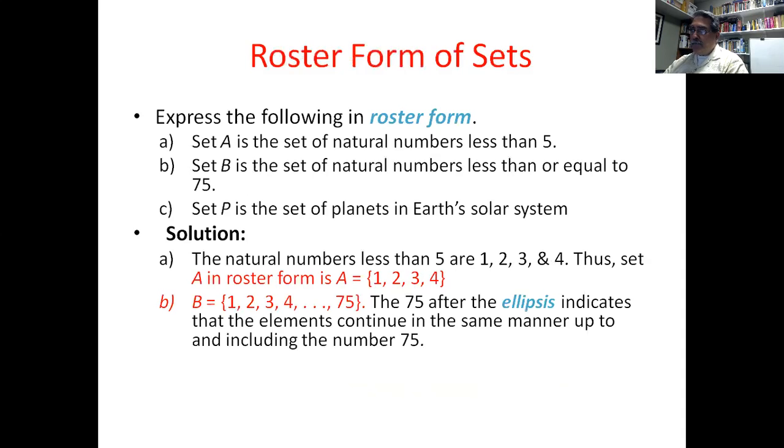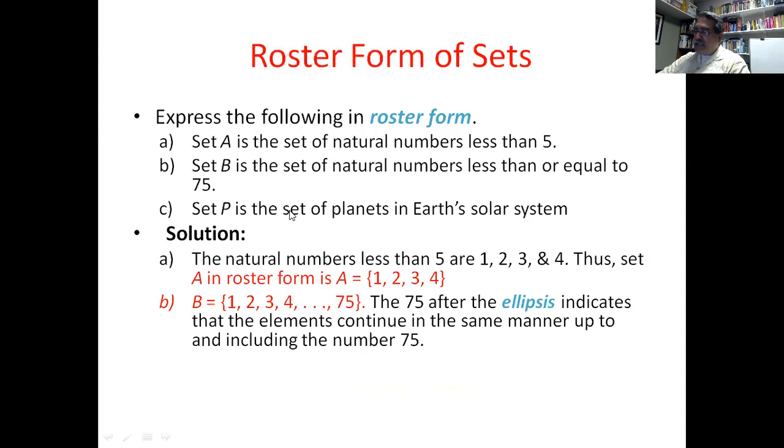The second one, set B, is the set of natural numbers less than or equal to 75. So again, you write B equals, open braces, 1, 2, 3, 4. Then you don't need to write all those numbers. You put the 3 dots, the ellipsis, up to 75. It's a set of numbers less than or equal to, so it includes 75.